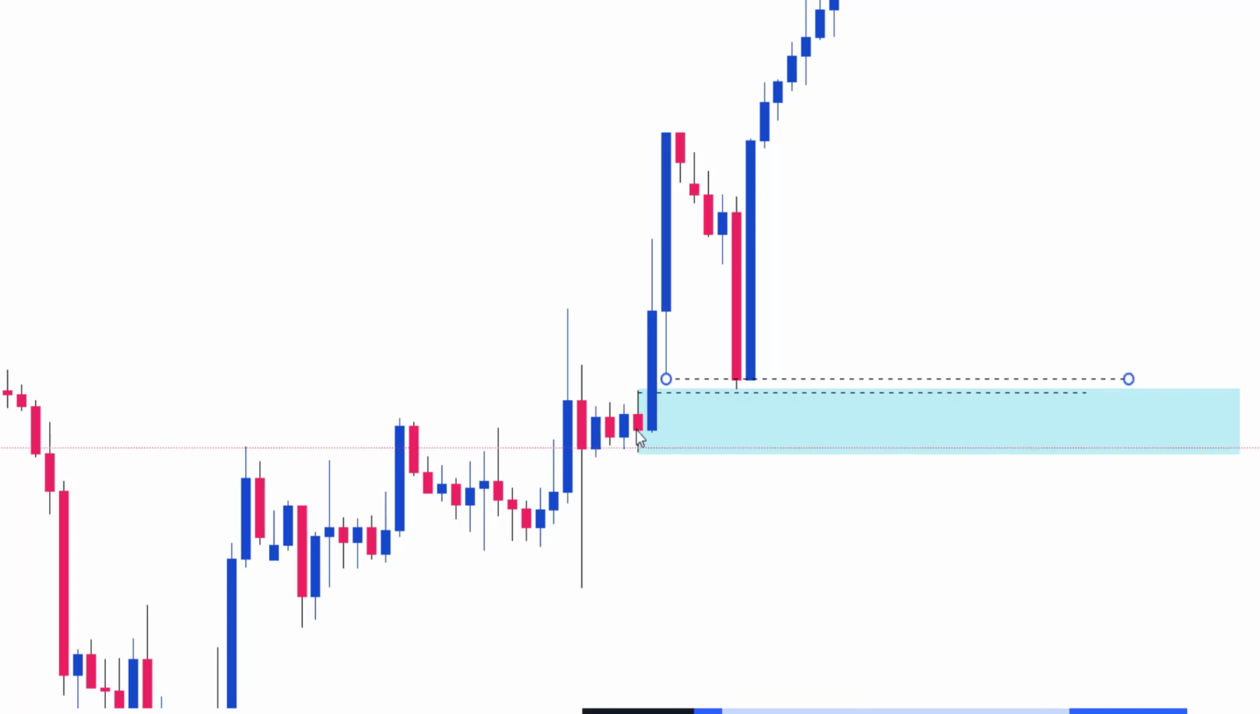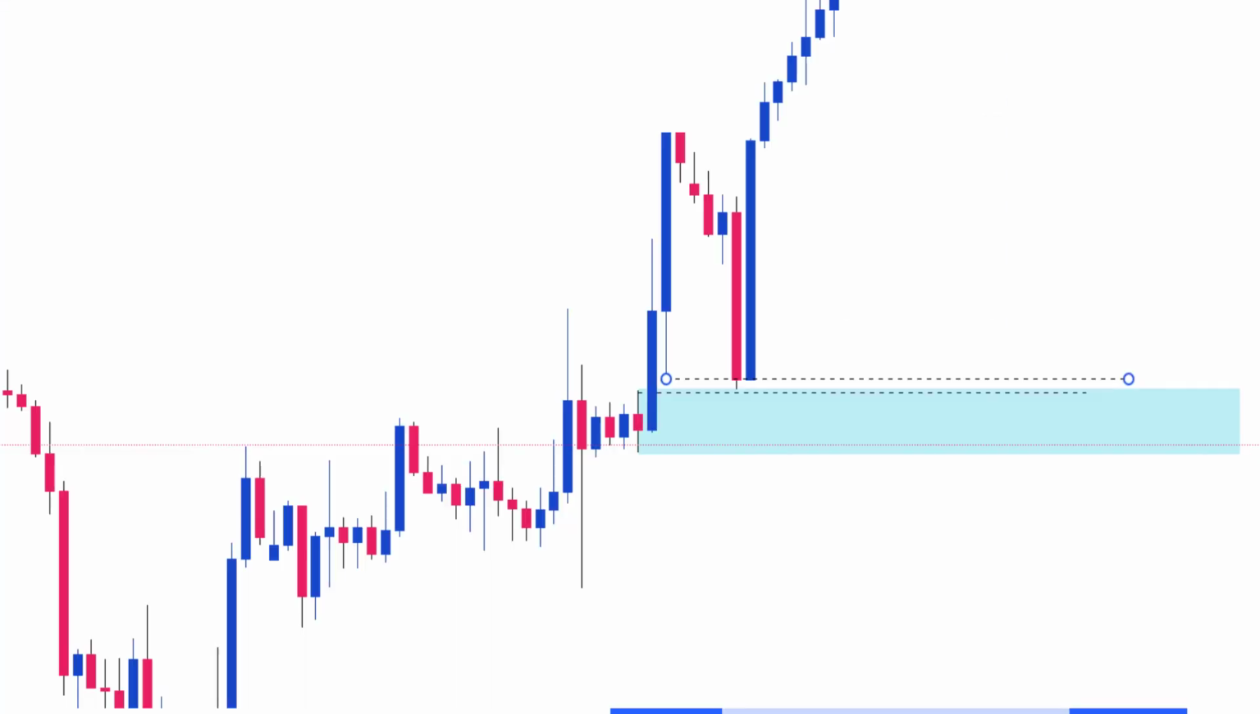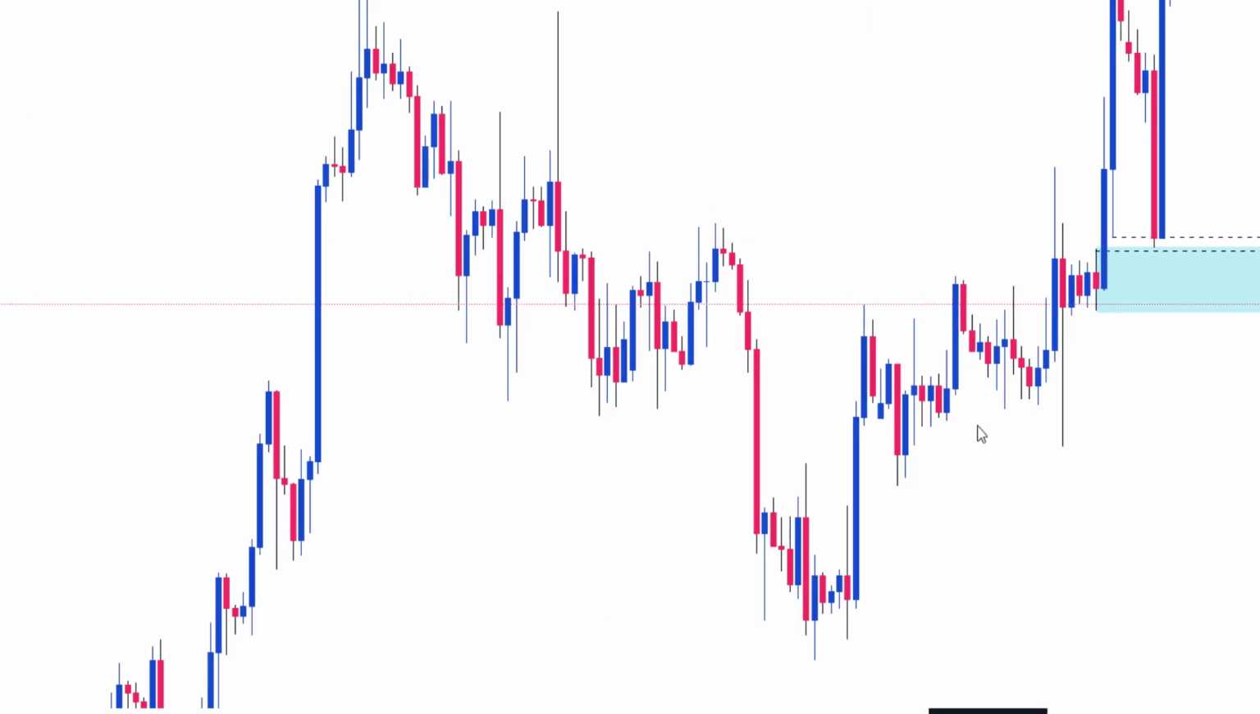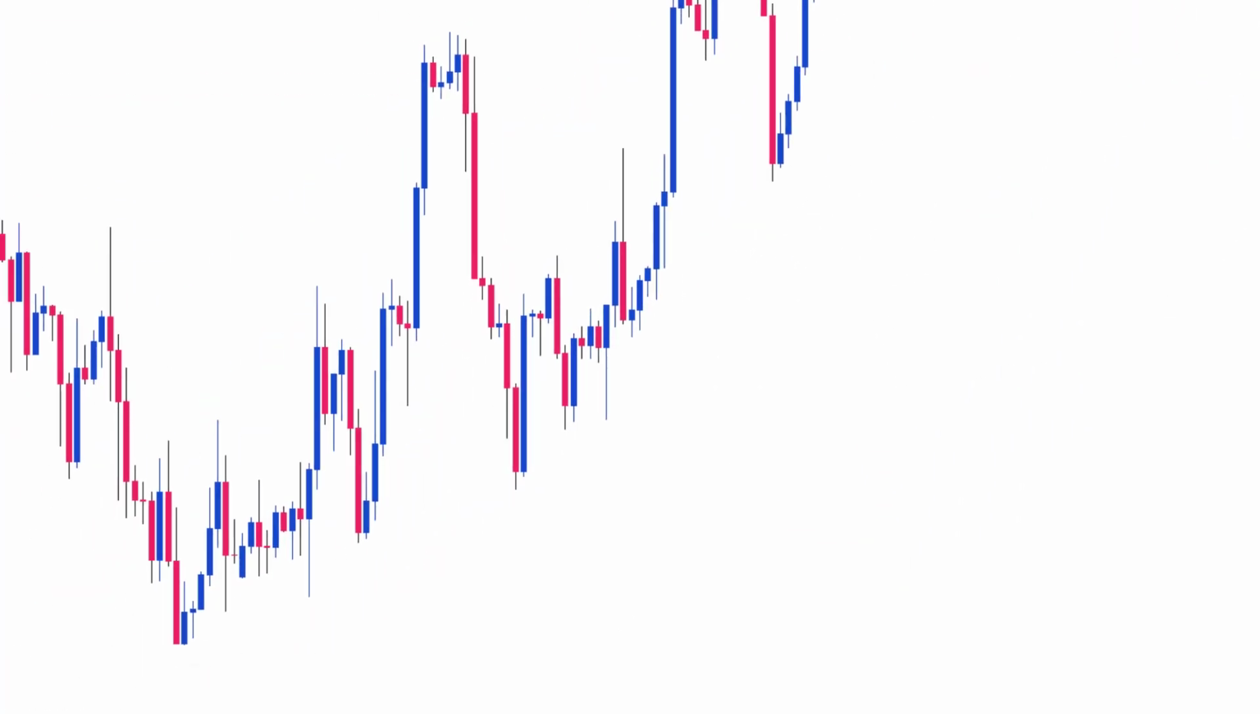This is a fair value gap, 1, 2, 3. If you don't know what a fair value gap is, you can go and watch the video on my YouTube channel. I've talked about fair value gap very in-depth. So that is a fair value gap. Price didn't necessarily come back to the order block.